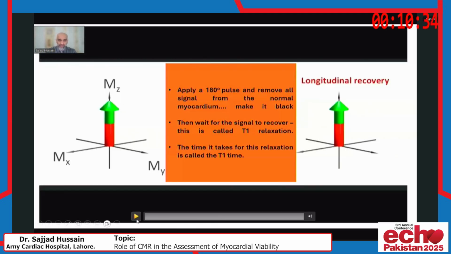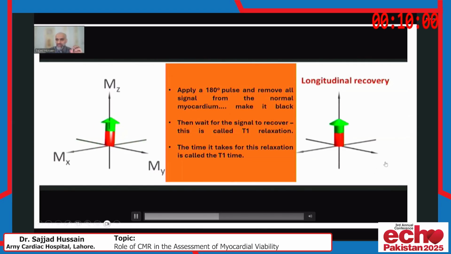And how do we do this? We apply a 180-degree magnetic pulse and remove all signal from the myocardium, which means that the magnetization becomes horizontal. We then wait for the signal to recover, and you will see that the signal will slowly come back up. This is something that we call T1 relaxation. Now, T1 relaxation takes a very small duration of time, and that time is known as the T1 time.